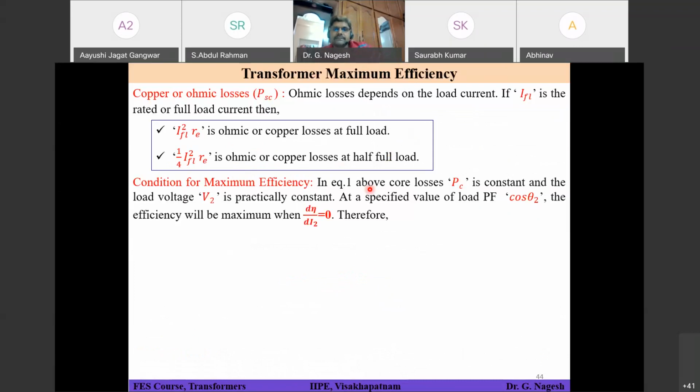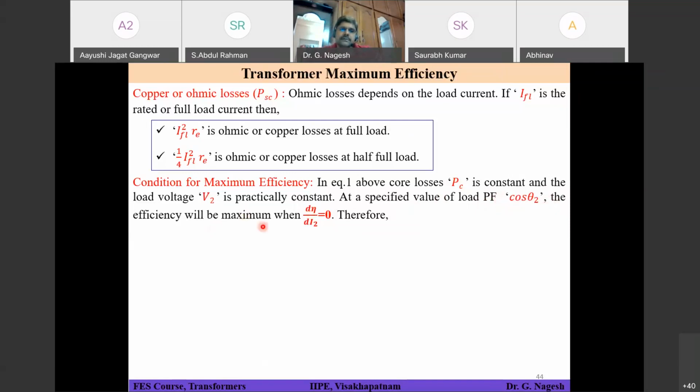In equation 1 above, core loss is constant and the load voltage V2 is practically constant. At a specified value of load power factor, that means the power factor remains fixed, let's say 0.8, at what current will the efficiency be maximum? At what value of current will the efficiency be maximum if cos theta 2 is fixed? That condition I am trying to find out.